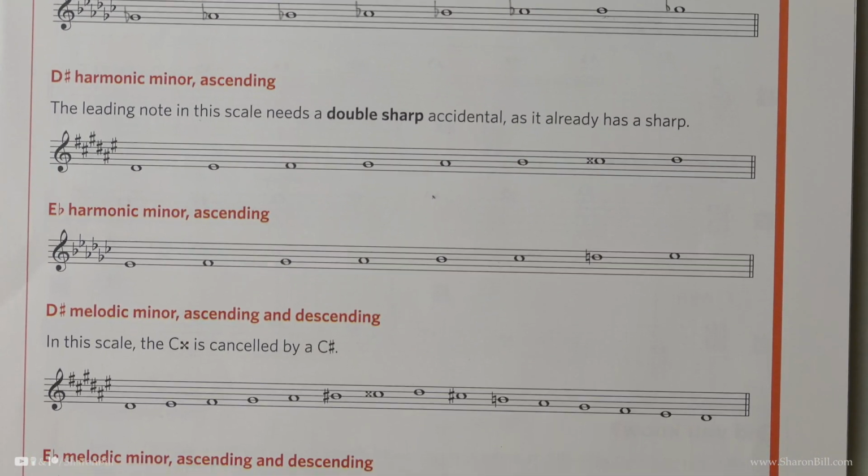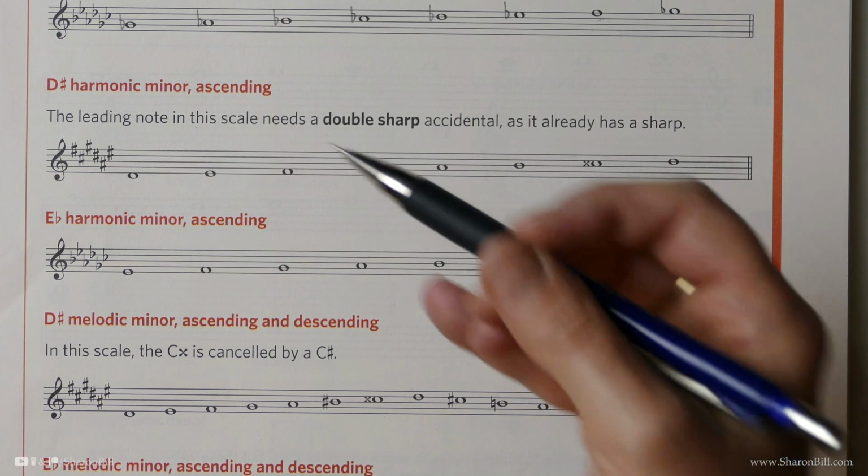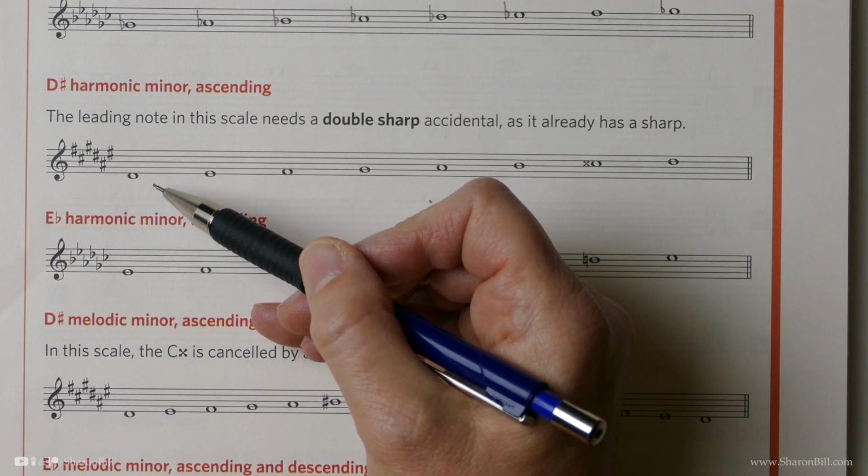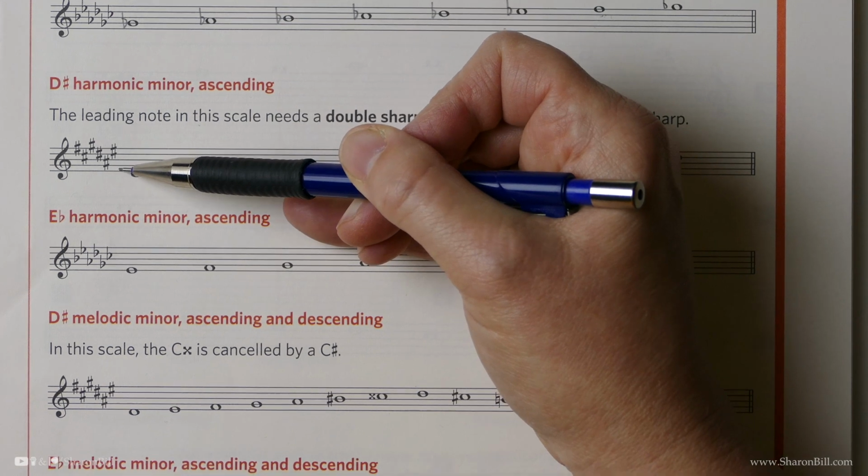And then it becomes more obvious why we need to have these different scales as we go to the minor scales. So D sharp harmonic minor has a key signature of F, C, G, D, A, E sharp.